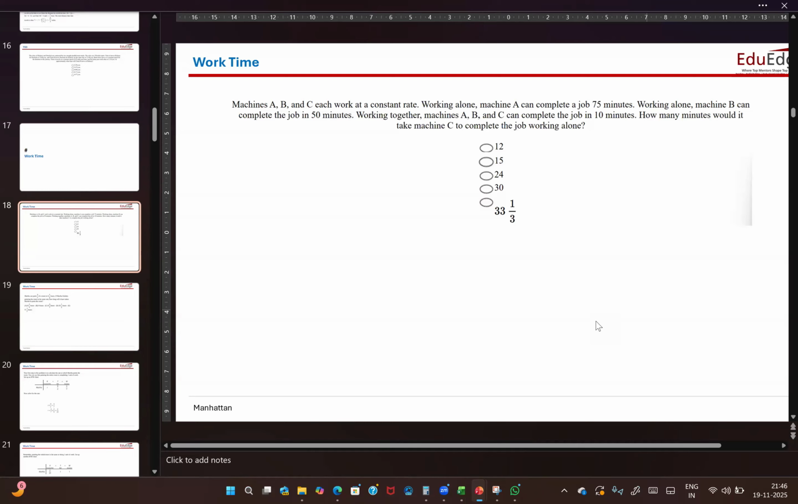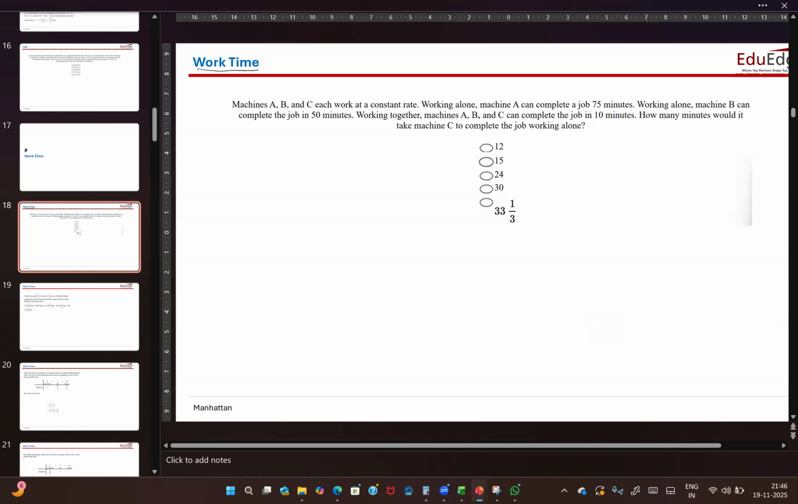A does it in 75 minutes. B does it in 50 minutes. Yeah, there was a way of solving this. There are two ways of solving this, okay? And with these two ways I'm going to introduce two generic methods to solve work time problems. Almost all work time problems can be solved using this method.